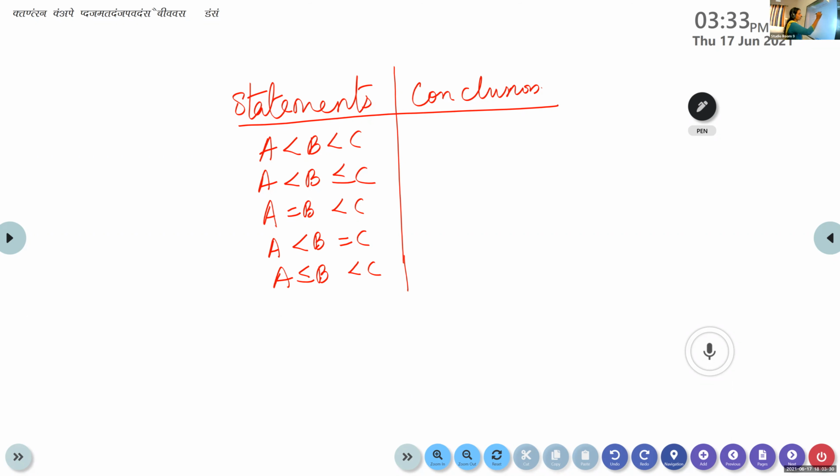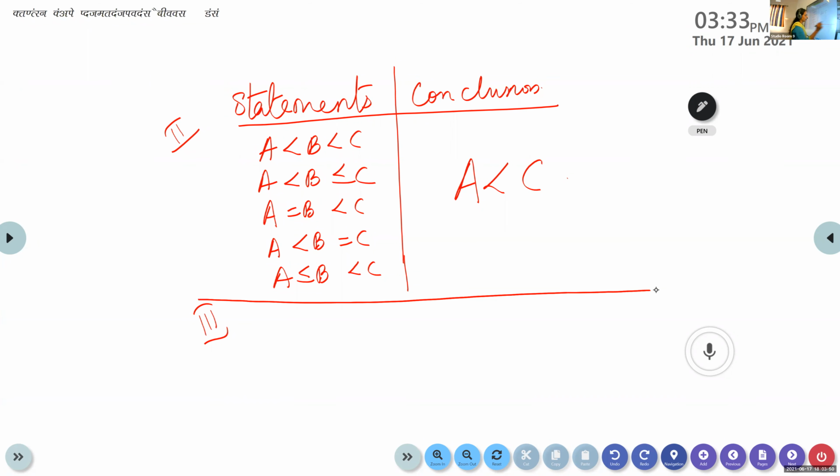From all these things, what is the conclusion we can give? A is less than C. Is it correct? Look at here, A is less than B, less than C. From here, we can say that A is less than C. So this is the second set. Now, the third set is, the third one.